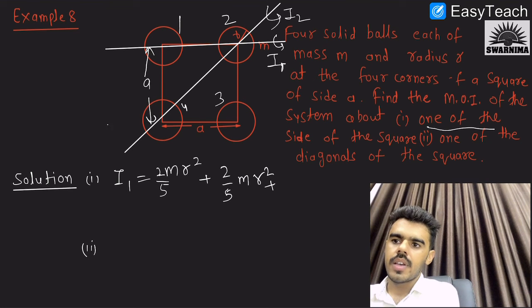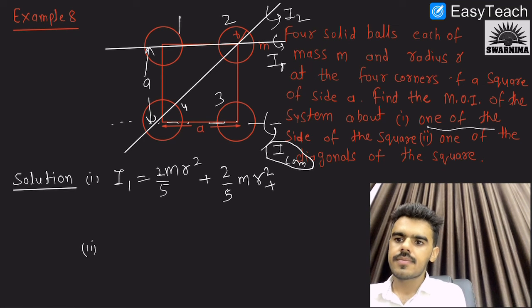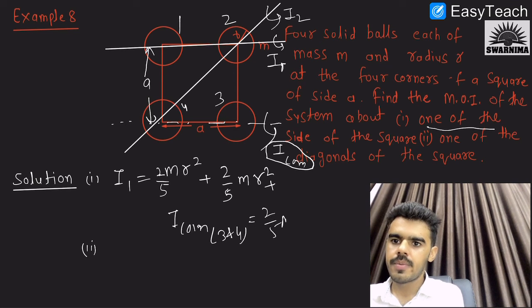And if I talk about this axis passing through the center of mass of 3 and 4, and I say the moment of inertia about the center of mass, then the part of I1 formed by solid balls 3 and 4 is I center of mass due to 3 and 4, which is equal to 2 by 5 mr square due to ball number 3 and 2 by 5 mr square due to ball number 4.